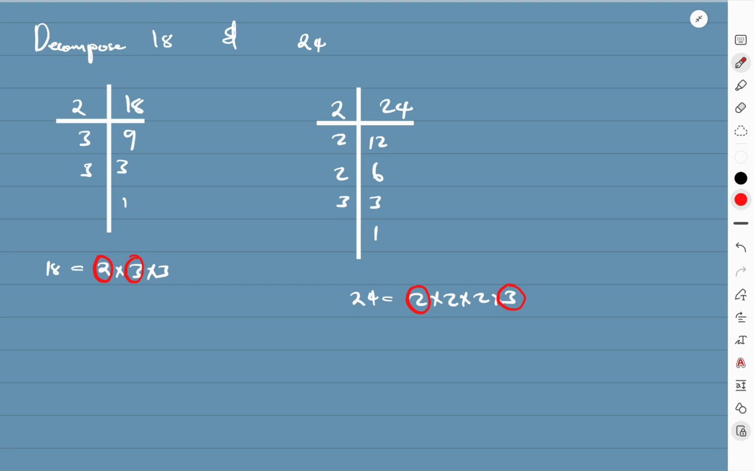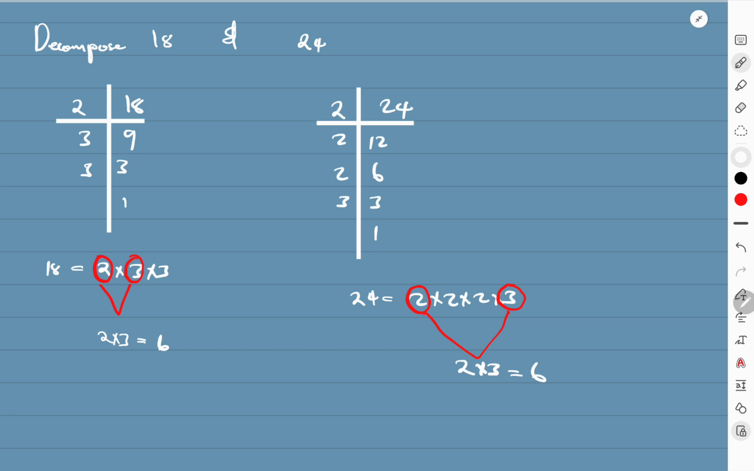It means I'm going to drop those numbers that are not common. After dropping those, I'm going to have a 2 times a 3, because these are the prime numbers that are common both sides. And what is 2 times 3? I'm going to have a 6.